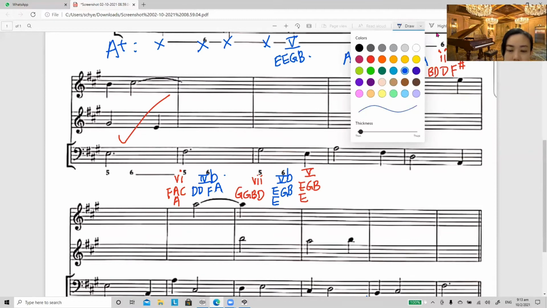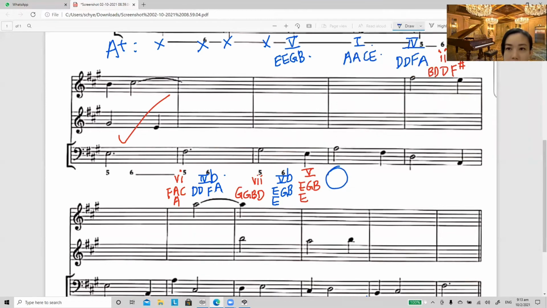Next one, no number. So this is A. If there's no number here, that means that A is a root note. So this is A, C, E. So in A major, AC is chord 1. So we double the root.